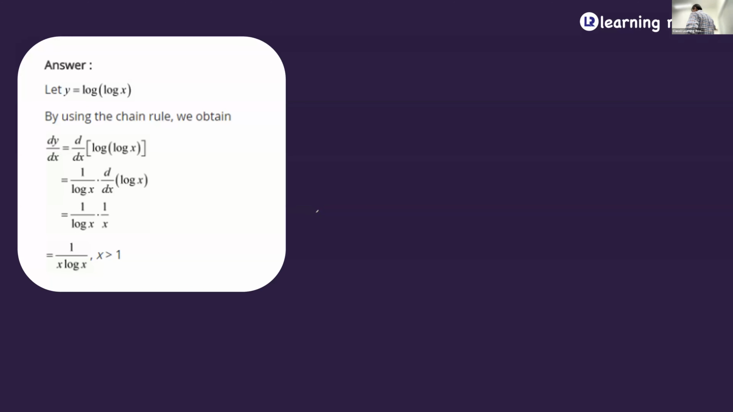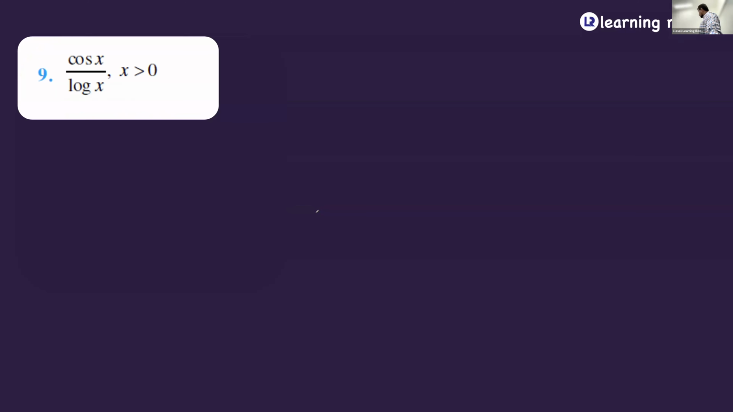So it is 1 by x log x. In this problem, can I apply log? Yes, I can. Right, so try to solve it in both the methods and see. You finished? Okay, do the alternate ones.